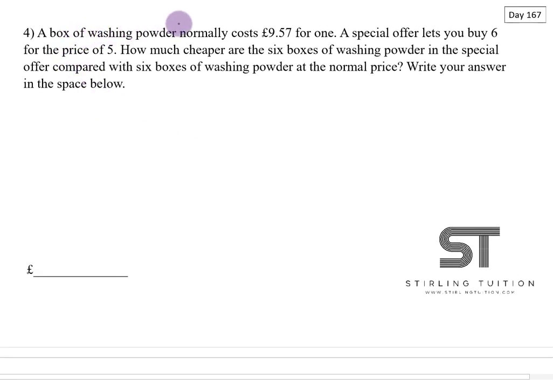Number 4, a box of washing powder normally costs £9.57 for 1. A special offer lets you buy 6 for the price of 5. How much cheaper are the 6 boxes of washing powder in the special offer compared with the 6 boxes of washing powder at the normal price? Write your answer in the space below. This is a real sneaky one, in the sense that what a lot of people will do here is they'll do 6 times £9.57, then they'll do 5 times £9.57, get the answers to both of these, and then they'll subtract them, which would give you the answer.